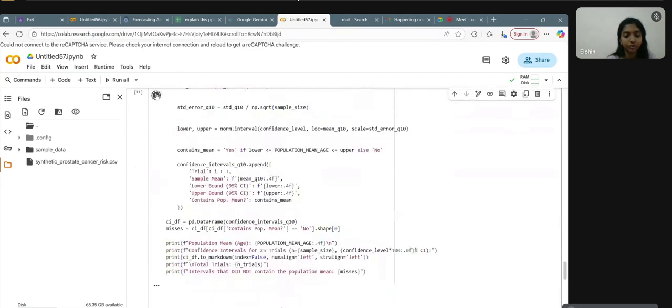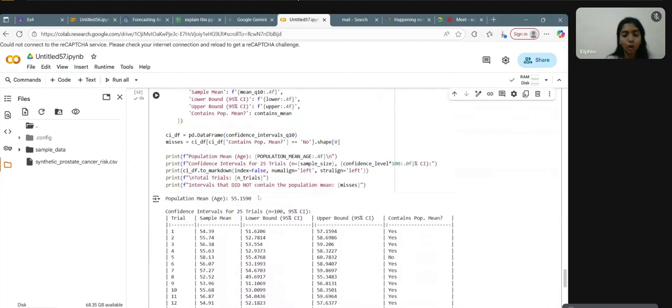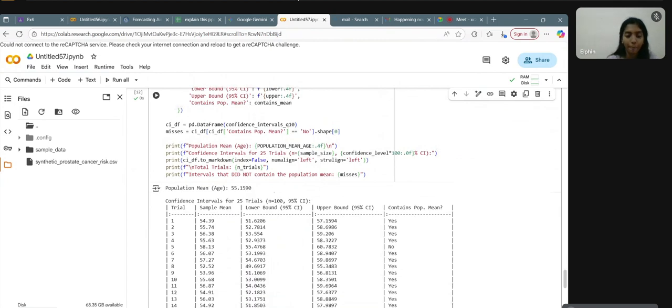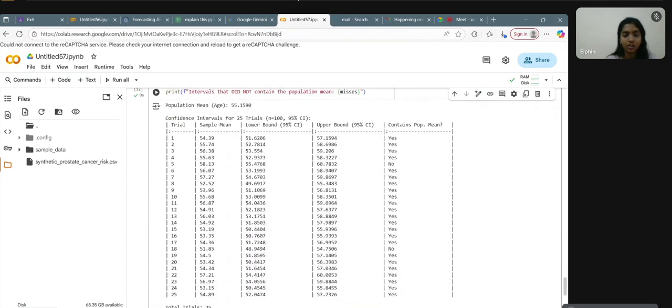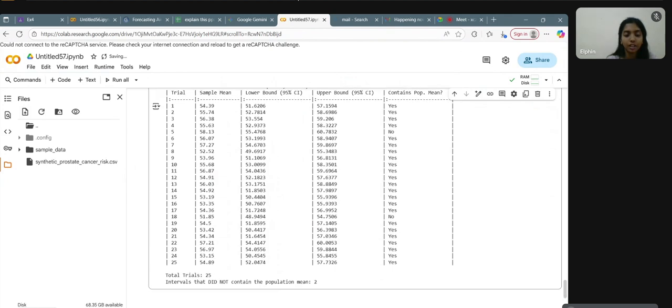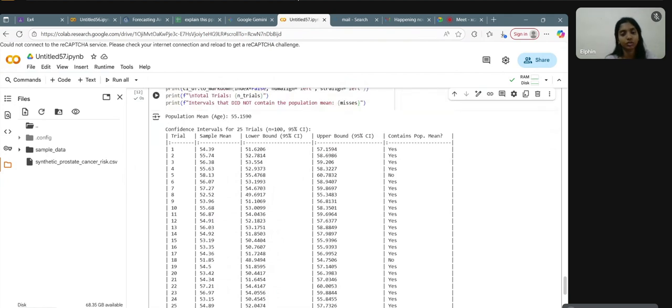So see here, the population mean of age is 55.1590. For the 25 trials when n is equal to 100, it shows the trial sample mean, lower bound, upper bound, and whether it contains the population mean. The total trials is 25, and the number of intervals that did not contain the population mean is also 2.